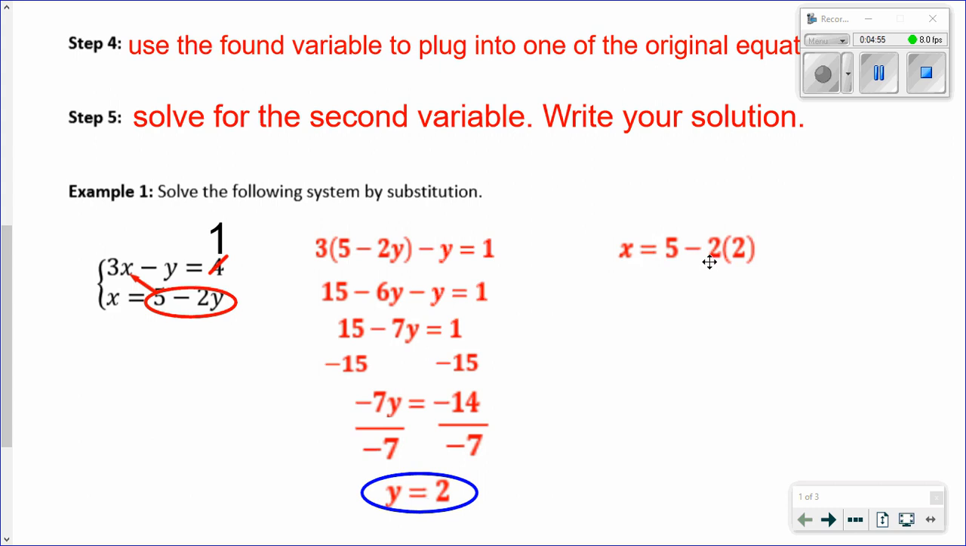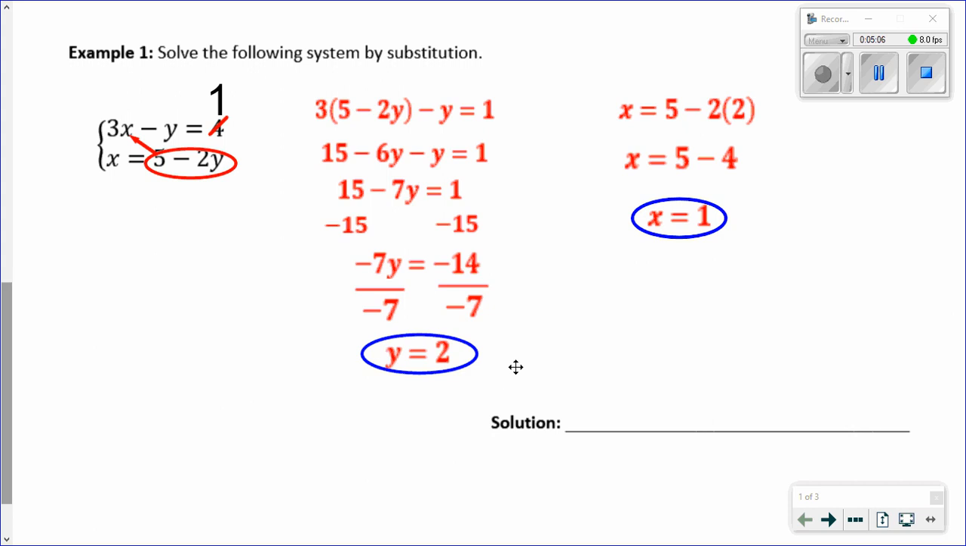I'm going to go ahead and multiply 2 times 2, and that gives me 4, and then I just go ahead and simplify. 5 minus 4, I get x equals 1. That's the other half of my solution. So now I can put it together as an ordered pair. So my solution is 1, comma 2. Okay? 1, comma 2.